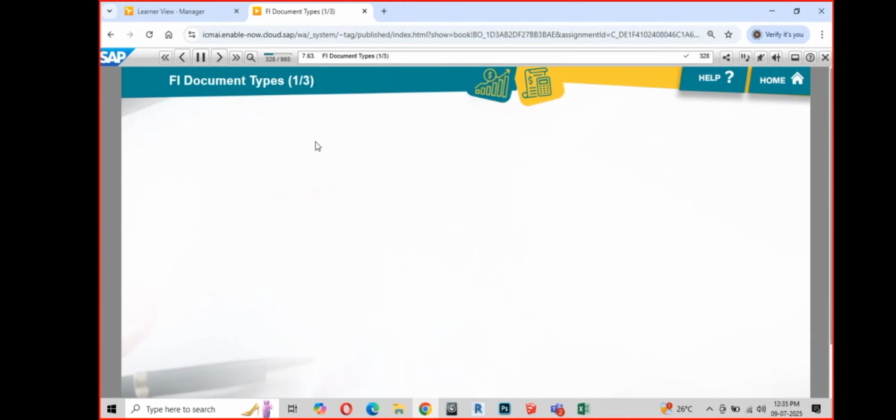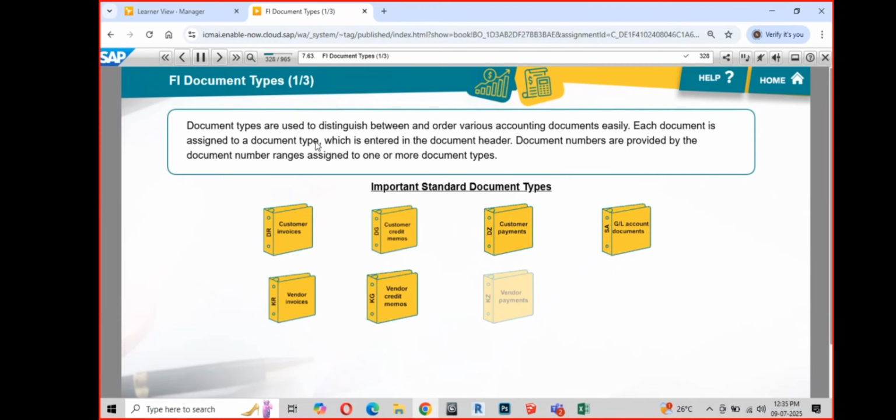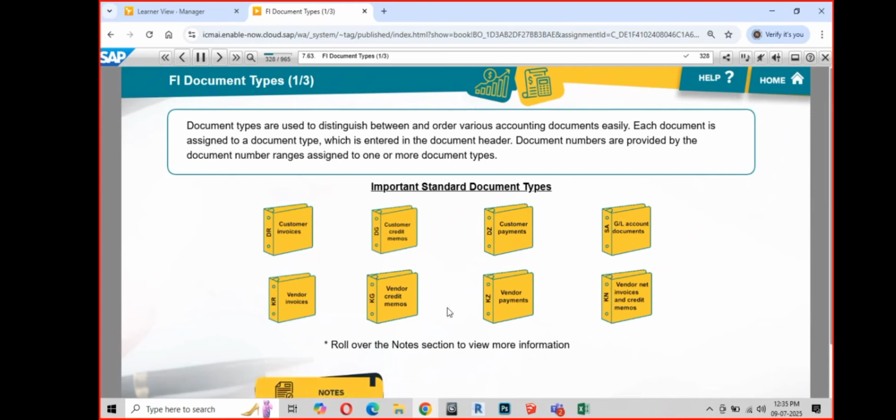Now, earlier, I made a statement regarding what is a document. Let us read through the same thing I said in my explanation. You can scroll over the notes section to view more information. So before that, let us read this.